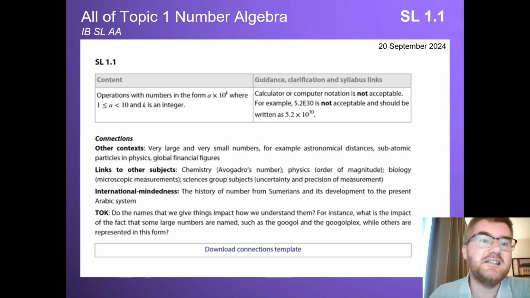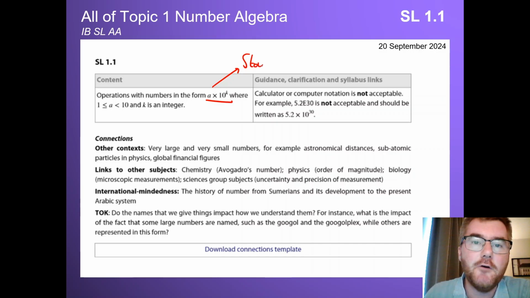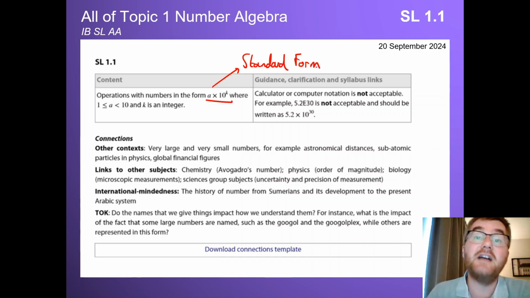Right, let's get started. So we've got SL 1.1 here, and the thing that you need to know for this is essentially standard form. So it's a times 10 to the power of k. This is often written in the standard form, scientific notation. And you need to be able to work with that, both non-calculator and calculator.